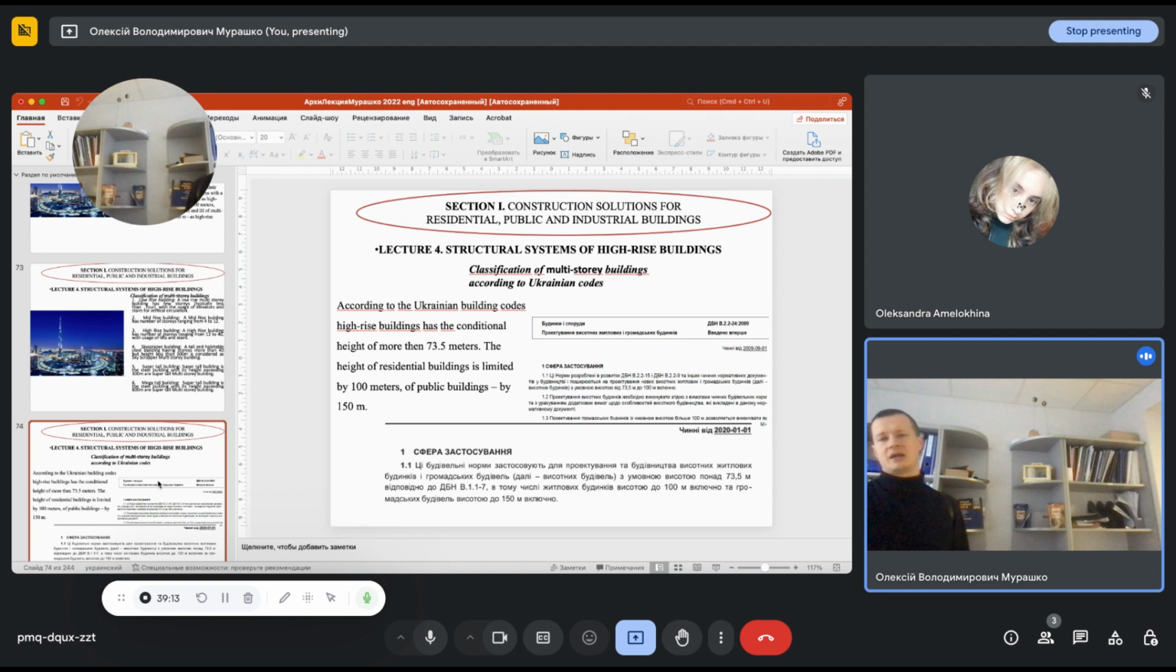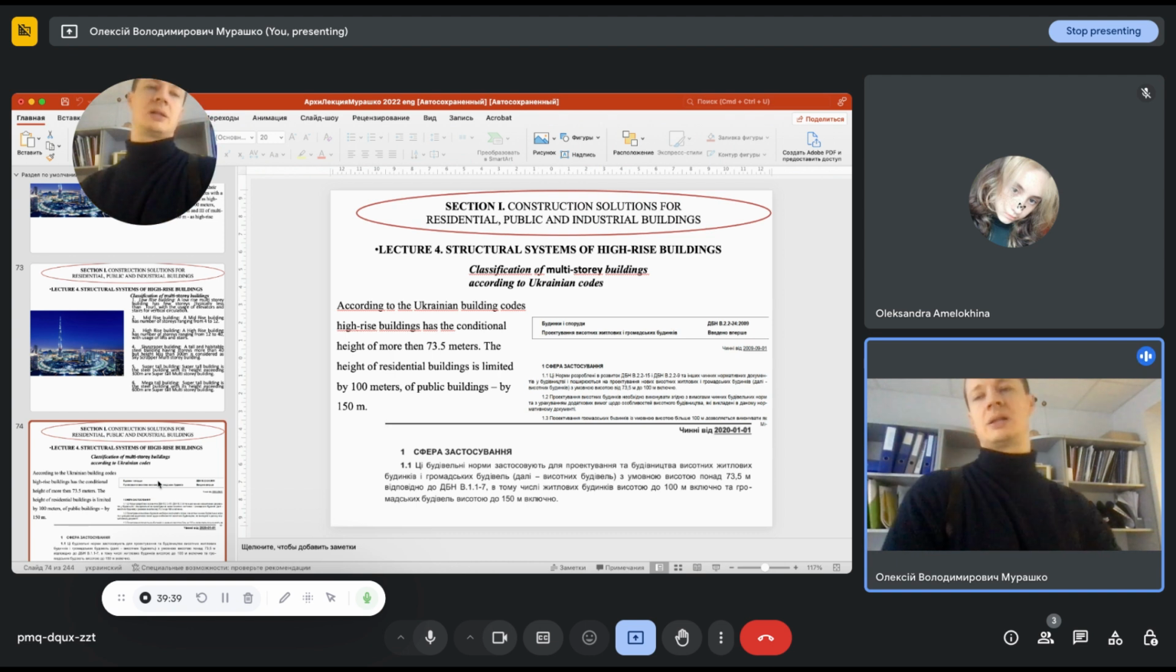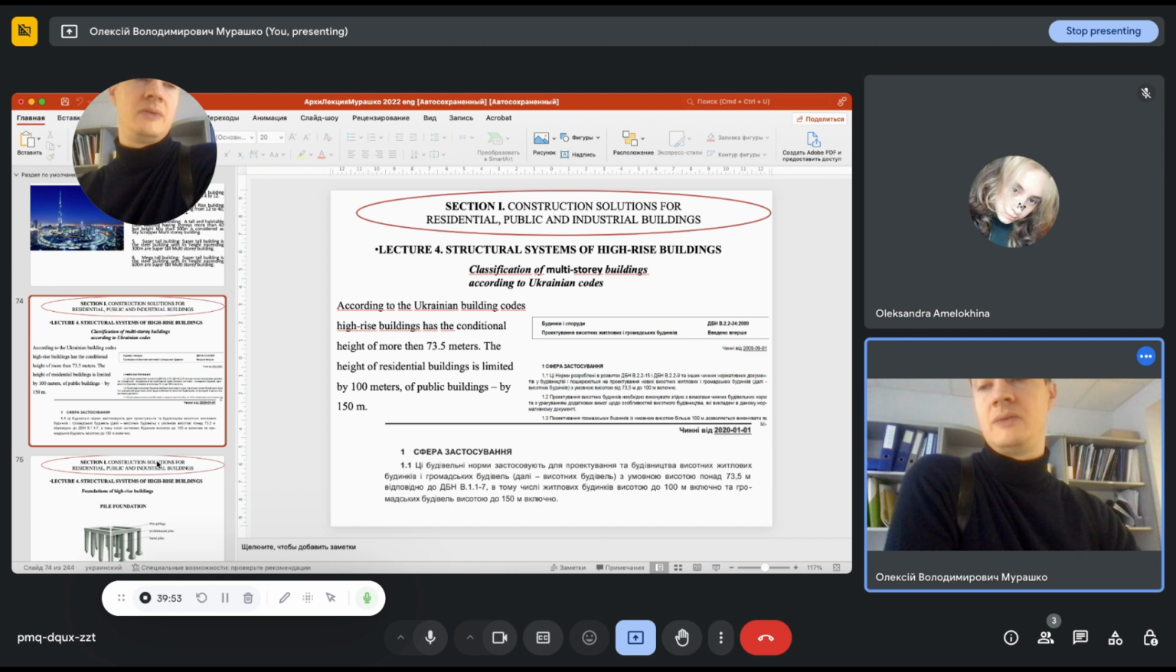The next limit that we have in our codes is 100 meters. From 73 till 100 meters, it's the limit for residential buildings, and for public office buildings it is 150 meters. So not more than those values of height for the building. Here is our local Ukrainian classification: more than 73.5 meters is a high-rise building, and the highest limit is 100 for residential, and 150 meters for office and public buildings.